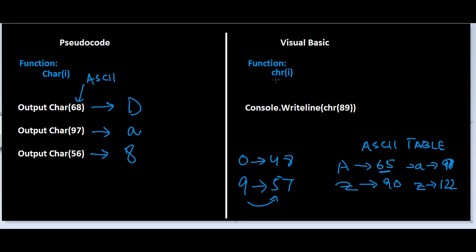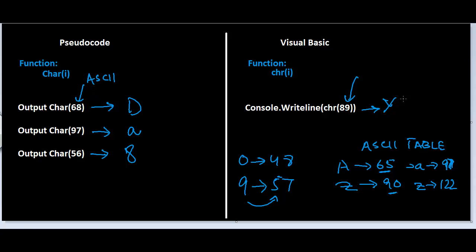One key difference is how it is spelled. Instead of using the entire word CHAR, we are using CHR only. The parameter is always going to have the ASCII value. So what we have here is we want to output the character corresponding to ASCII value 89. In this case we know that capital Z is 90, so 89 would be capital Y.